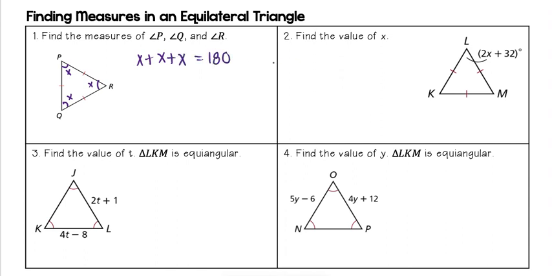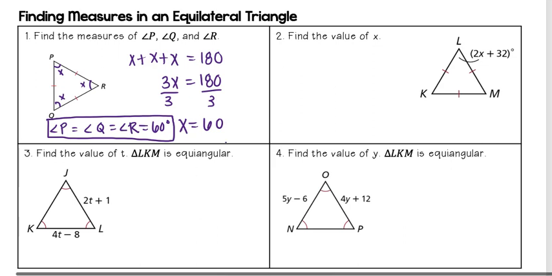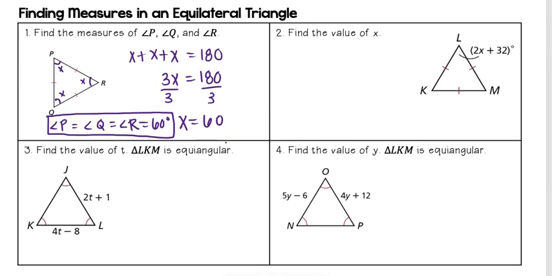And so now I can solve this equation for x. So x plus x plus x, I get 3x. And then dividing both sides by 3, I see that x is equal to 60. So that means that angle P, which is equal to angle Q, which is equal to angle R, is equal to 60 degrees. And so that's always going to be the case. For every single equilateral triangle, an equiangular triangle, all of the angles inside are always going to be 60. And that's because all angles in a triangle always add up to 180.